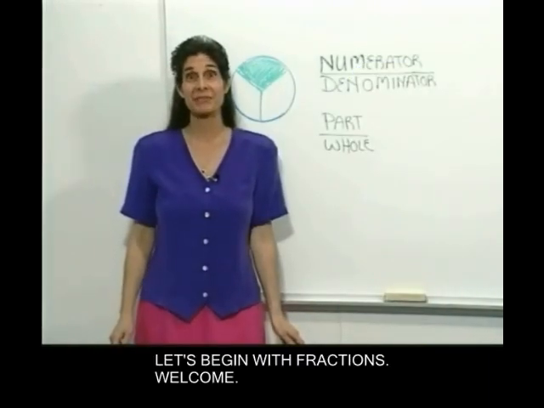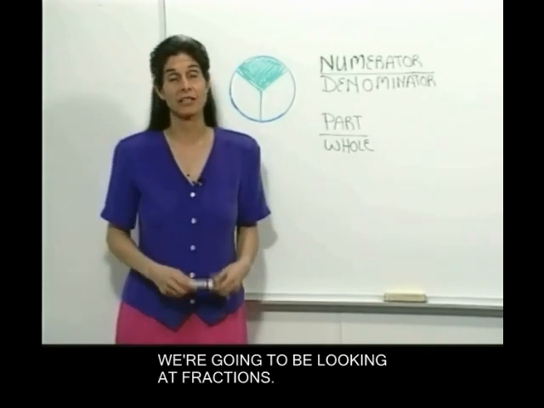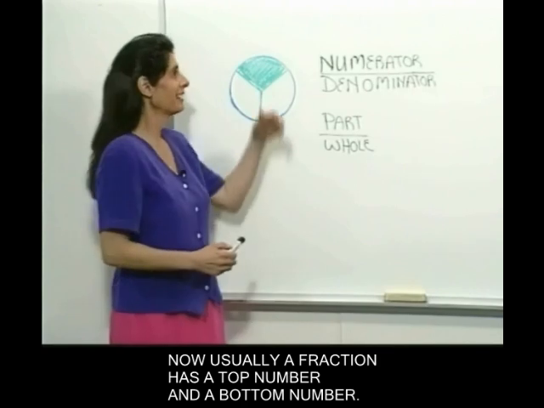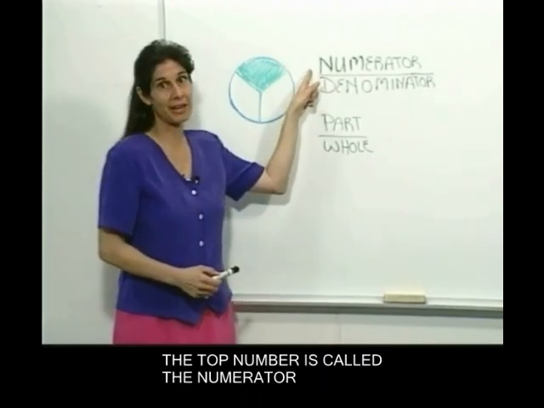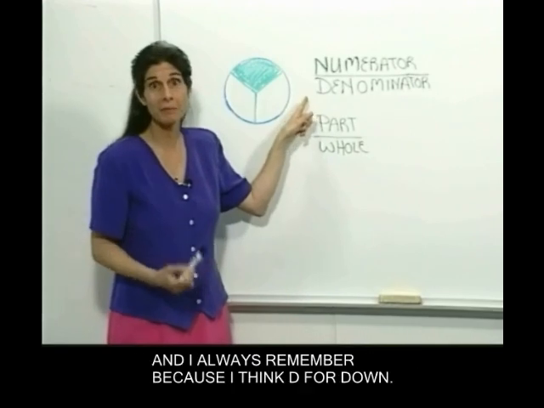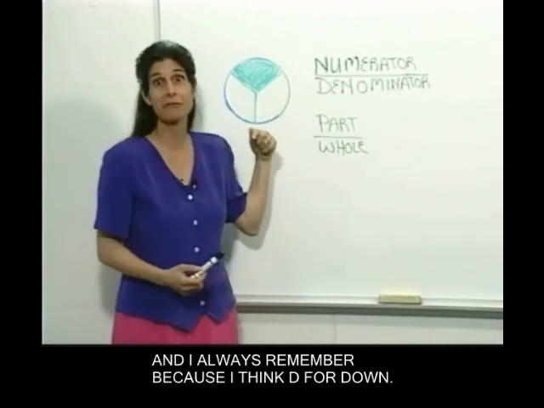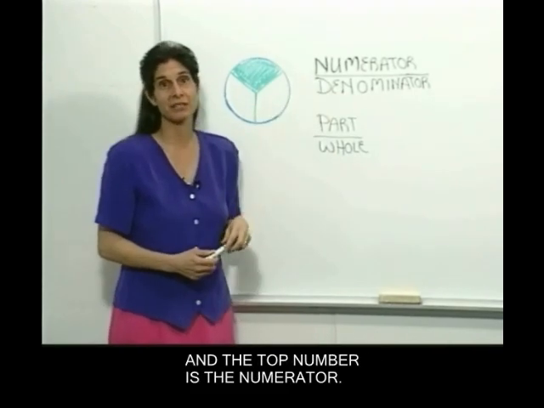Let's begin with fractions. Welcome. We're going to be looking at fractions. Now, usually a fraction has a top number and a bottom number. The top number is called the numerator, and the bottom number is called the denominator. And I always remember because I think D for down. So the bottom number is the denominator, and the top number is the numerator.